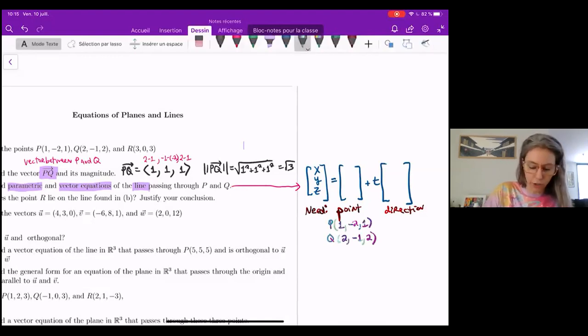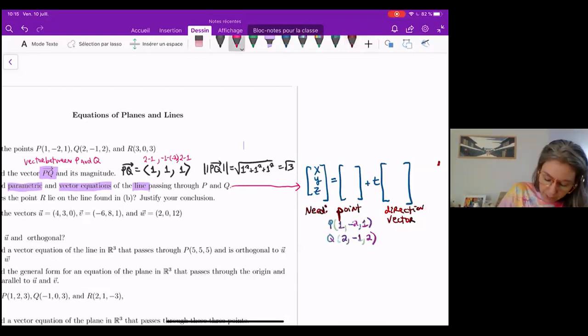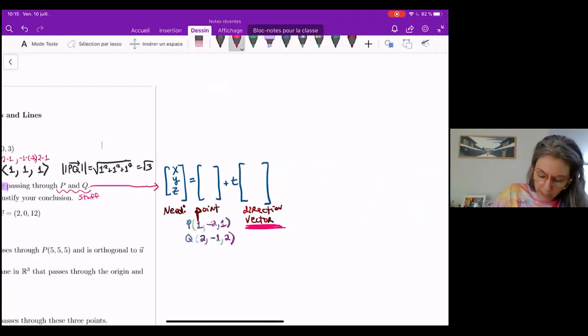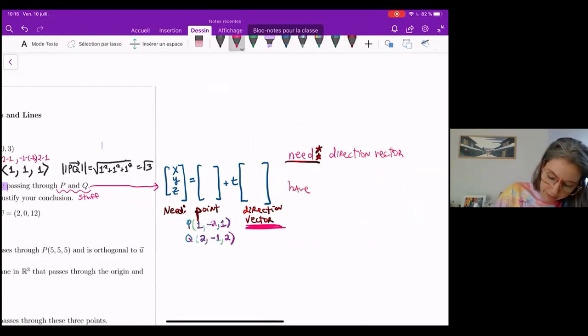I don't have a direction vector. I don't know why I keep forgetting to write the word vector. So this brings us to our step 2, which is extract whatever you need from stuff. Well, in this case, my stuff is just P and Q. Okay, so what I need is a direction vector. What I have is 2 points.